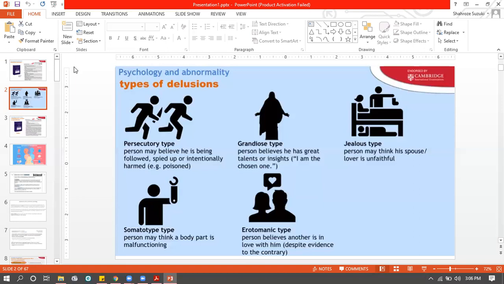Did anyone see the movie Joker that was released in the previous year? Have you guys seen that movie? All right, no. And Manal, what about you?